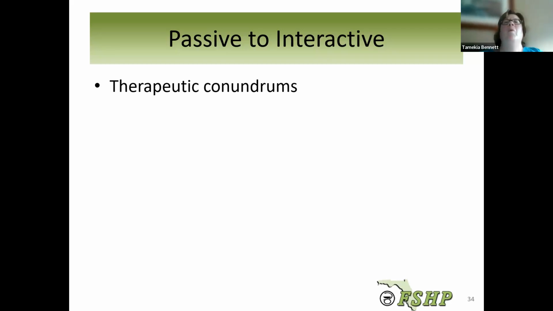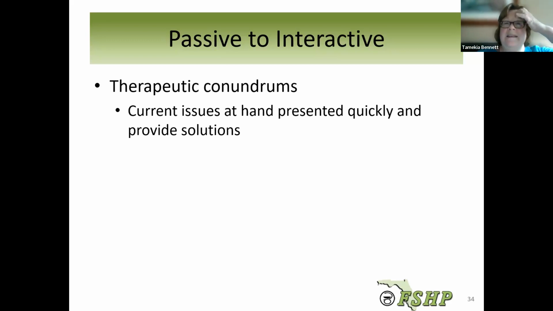So one of the things we can do is take people from passive to interactive by presenting therapeutic conundrums. Current issues at hand that can be presented quickly. So we have this issue. We have seen it in 25 patients. And so we are here today to discuss this issue and to see how we can remedy it. Pharmacists are all about the solutions. We know what the problems are. We want solutions, and we want your presentations to teach us that.